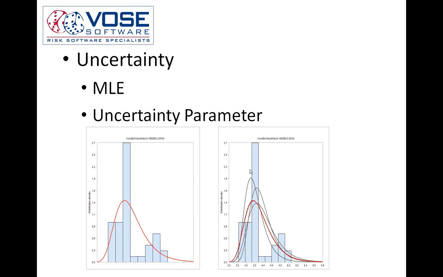What happens in a simulation when you are using the uncertainty parameter is that for every trial of the simulation, it uses a slightly different set of parameters, so that you can allow for all of the uncertainty you also have about the parameters driving the distribution.